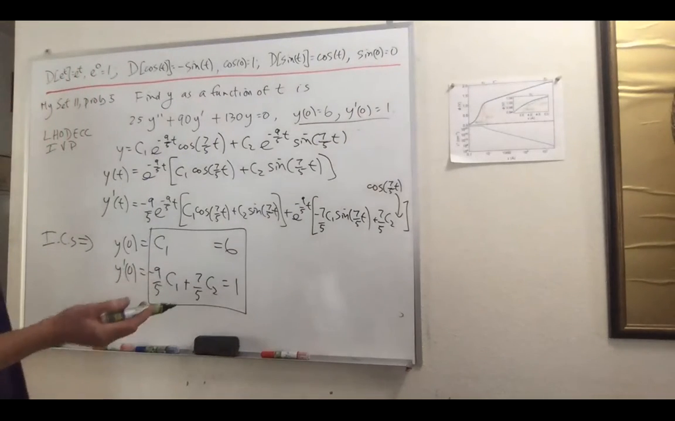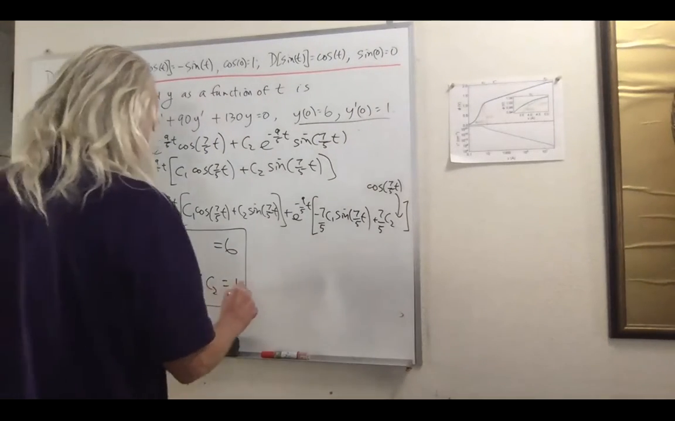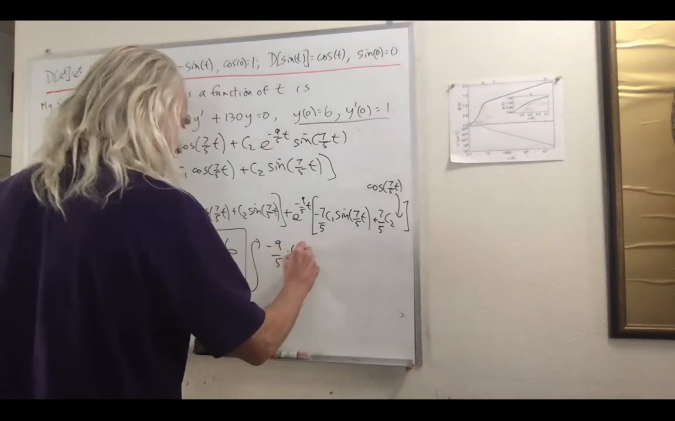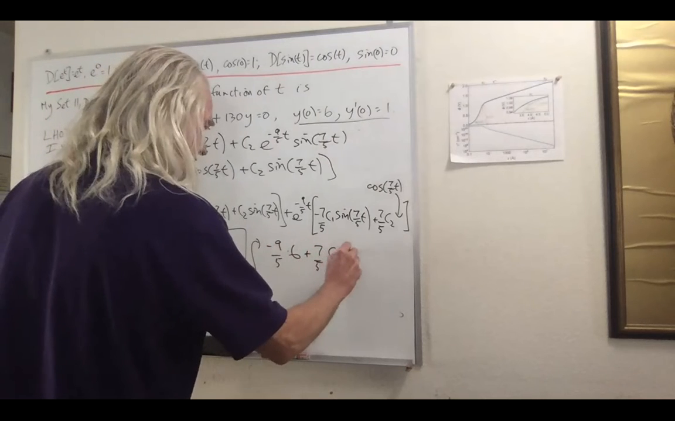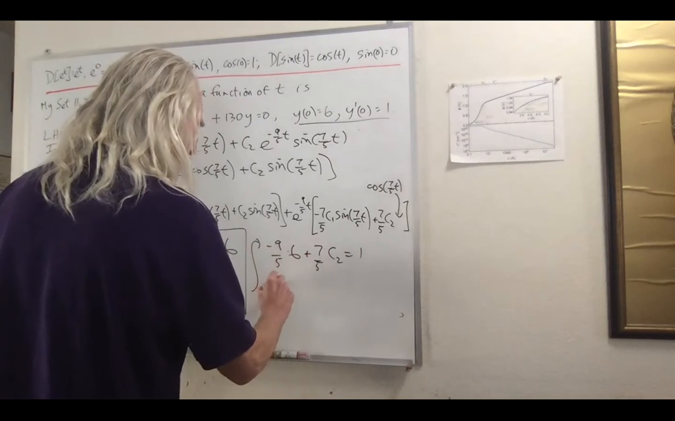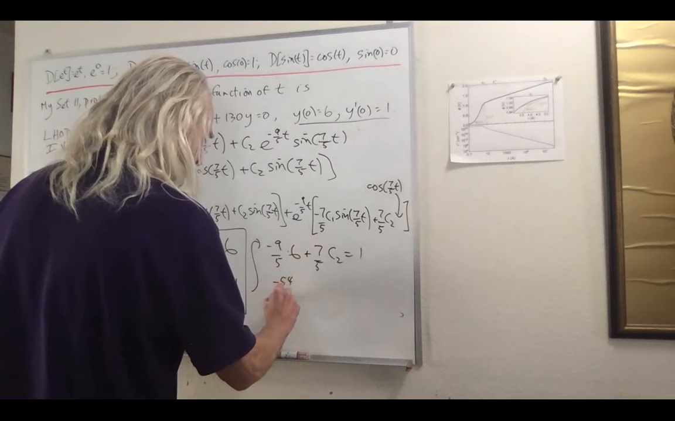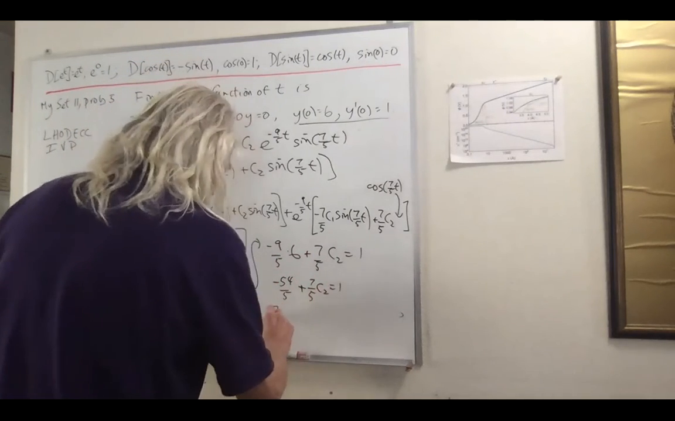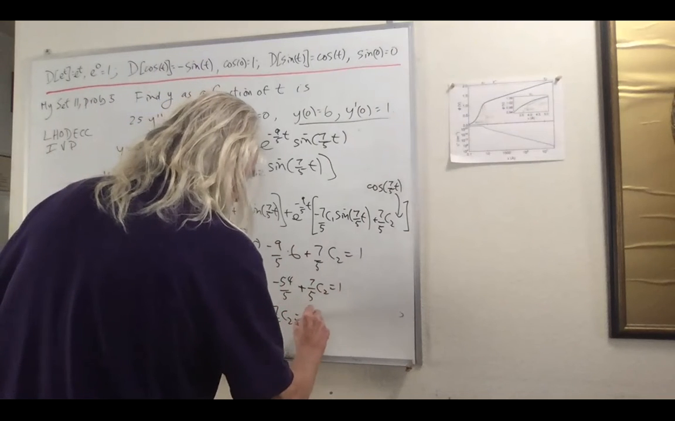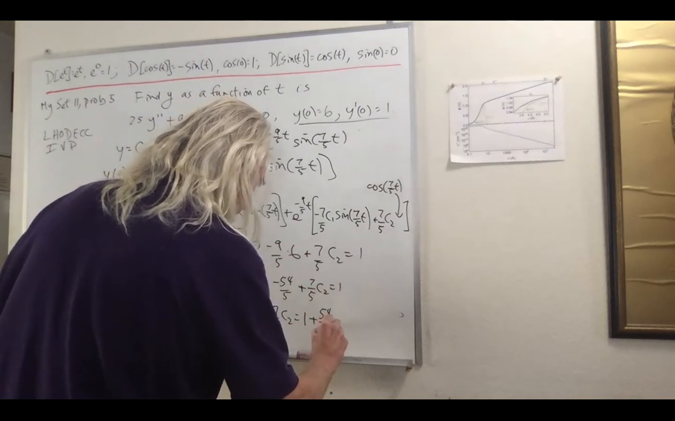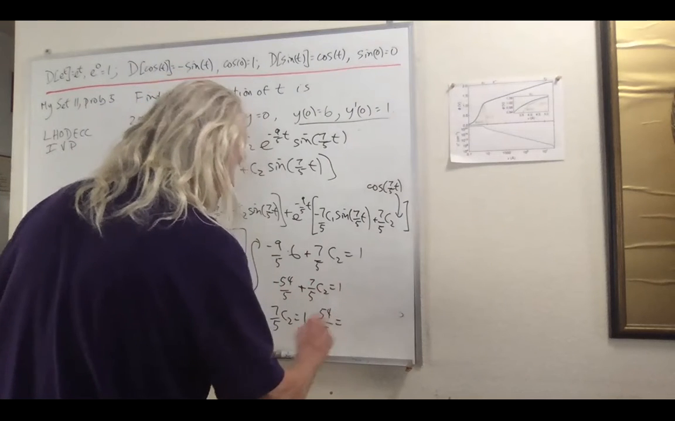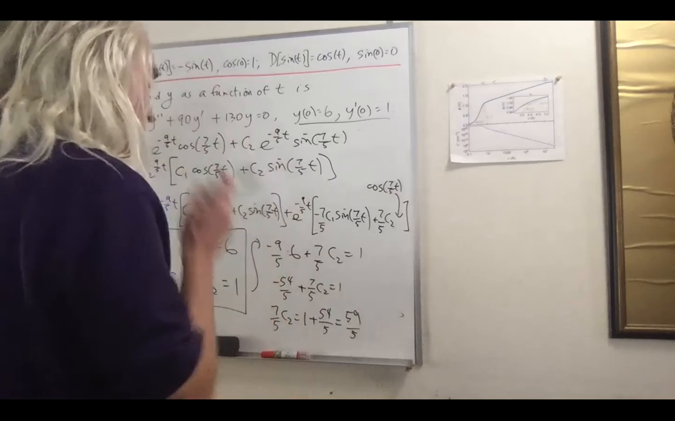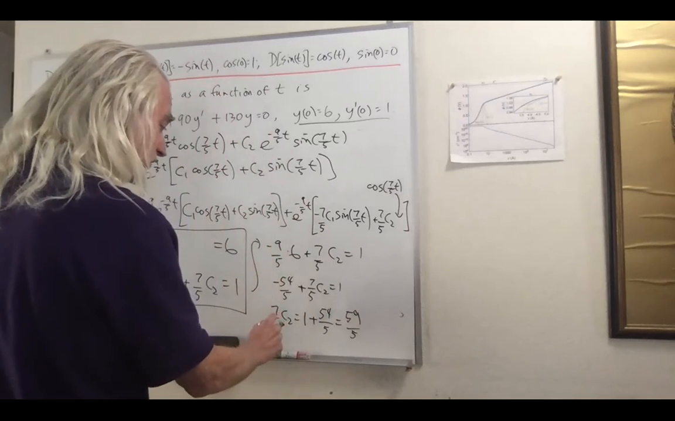Well, the first one is easy. C1 is 6, right? So let's take this second one with C1 is 6, and I get minus 9/5 times 6 plus 7/5 C2 is 1. That's 54. I get minus 54/5 plus 7/5 C2 is 1, or 7/5 C2 is going to be 1 plus 54/5. That's 5/5 plus 54/5. That's 59/5, right? Wow. So 7/5 C2 is 59/5.